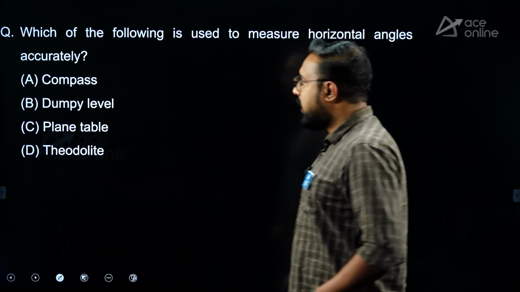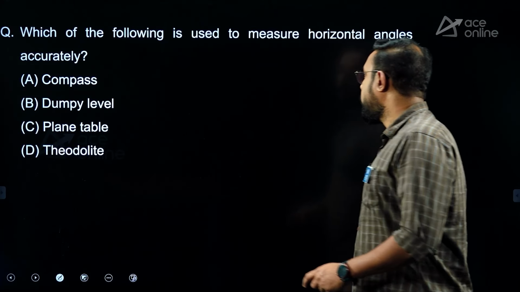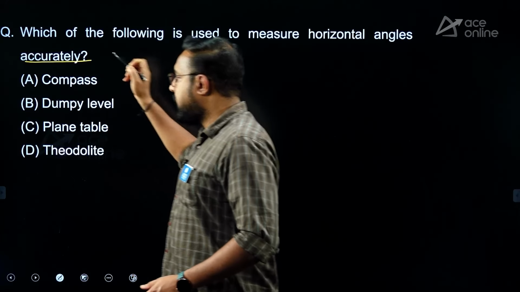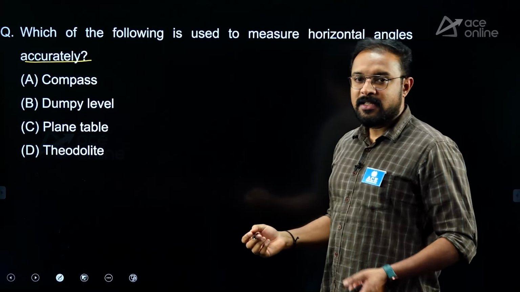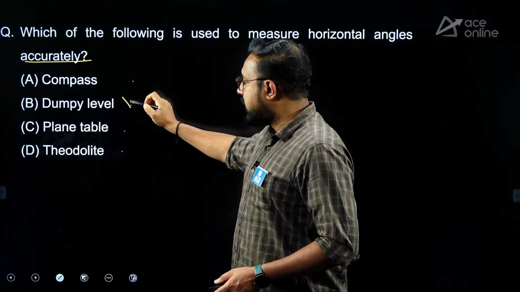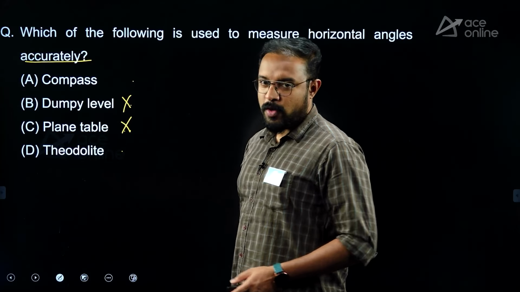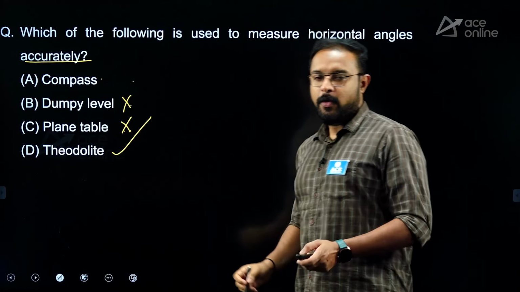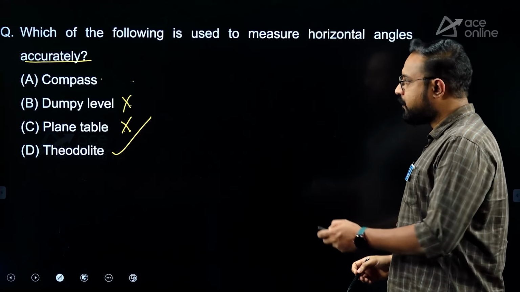Look at this next question here. Which of the following is used to measure the horizontal angles accurately? So you need to tell me which instrument is measuring angles very accurately. Compass, dumpy level, plane table, theodolite. This is not for measuring angles, so this is also not for measuring angles. Out of the compass and theodolite, which is more accurate? Theodolite is more accurate. Right guys.